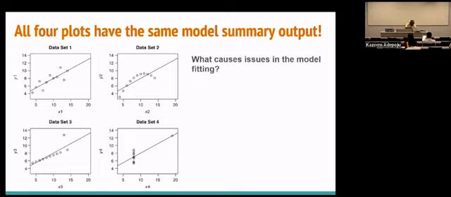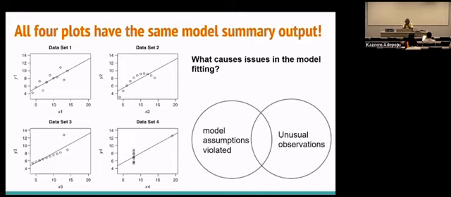Now, what causes issues in model fitting? There are two things that cause issues in model fitting. Number one, model assumption violations. I remember last week, specifically on Friday, I walked you through the assumptions of linearity, normality, constant variance, and independence of the error. If any of those assumptions is violated, then there's going to be an issue in your model, which means we cannot trust your model. When you use any recommendation from your model in policy formulation, you're going to regret that.